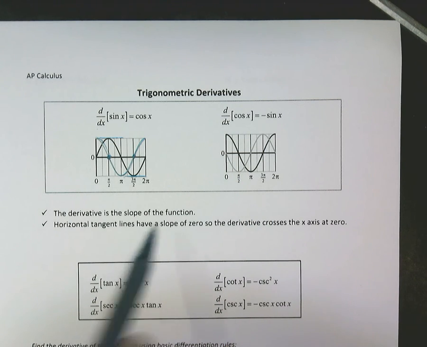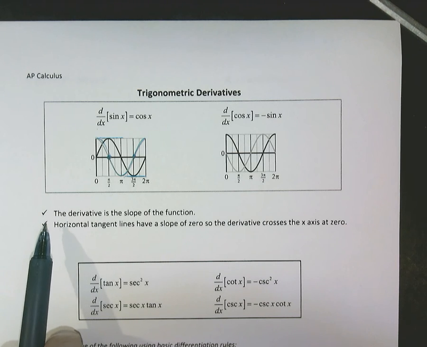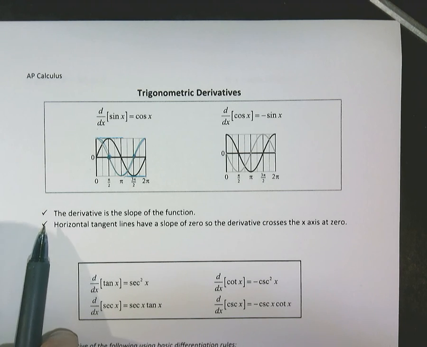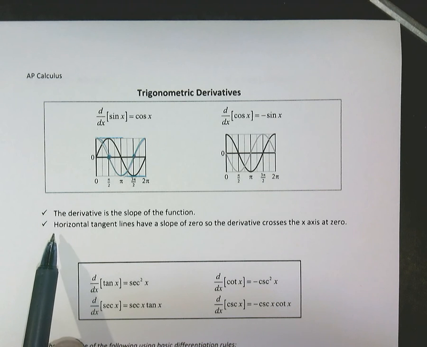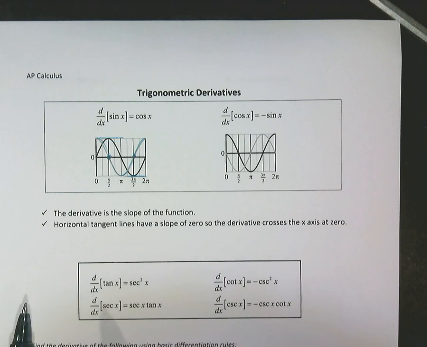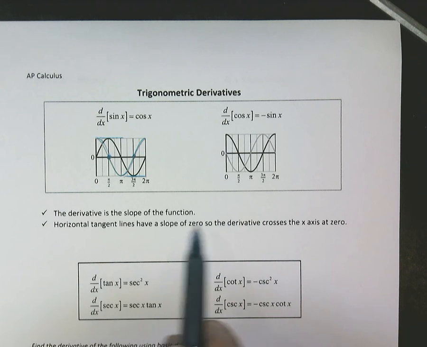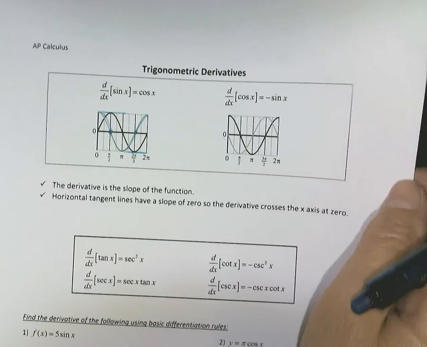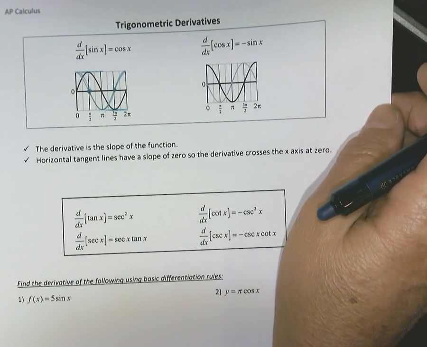So the derivative is the slope of the function. That's important. I'm going to say that zillions of times. You're going to get tired of hearing me say it, but I want to say it enough that you don't forget. Horizontal tangent lines have a slope of 0, so the derivative crosses the x-axis at 0. These two statements are extremely important. We could do the same thing with all the trig functions. The shortcut is just to give you the answer.